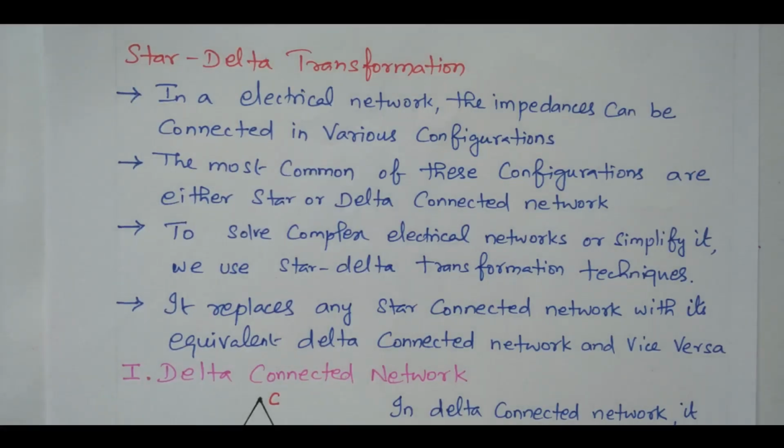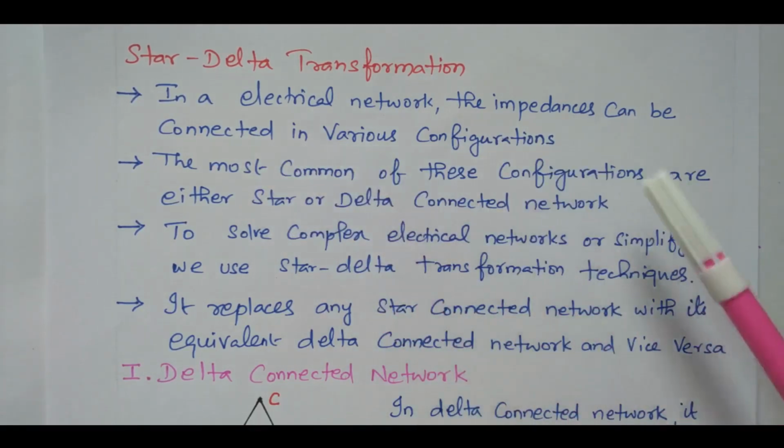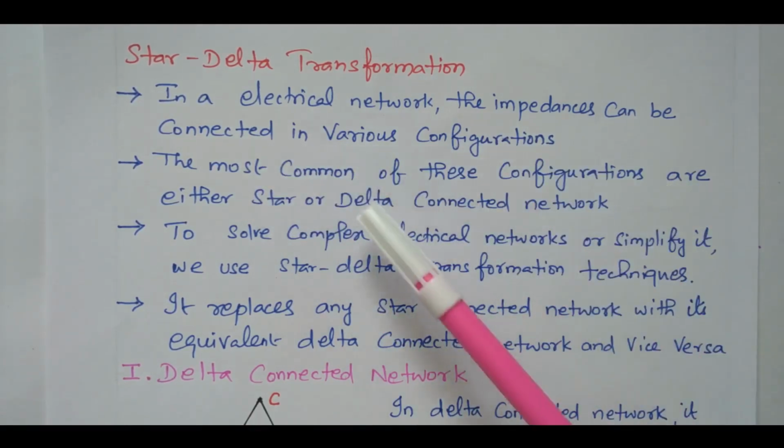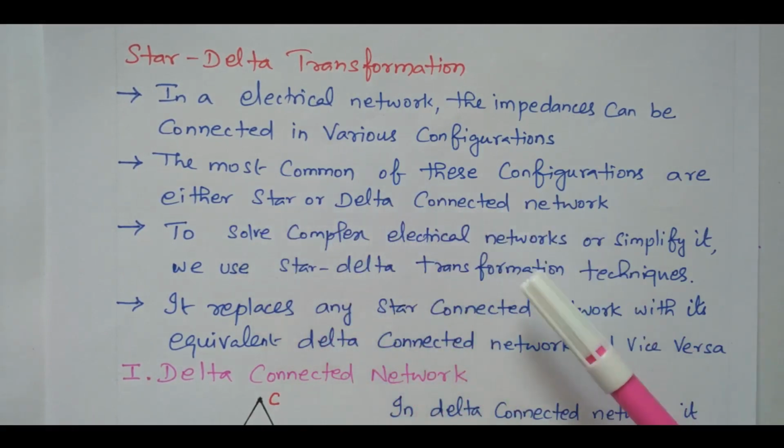Welcome viewers. In this video, we'll see the star delta transformation, and how the impedances are connected in different configurations. In an electrical network, the impedances can be connected in various configurations. Most of these configurations are either star or delta connected networks. In general, it is connected either in star or delta.